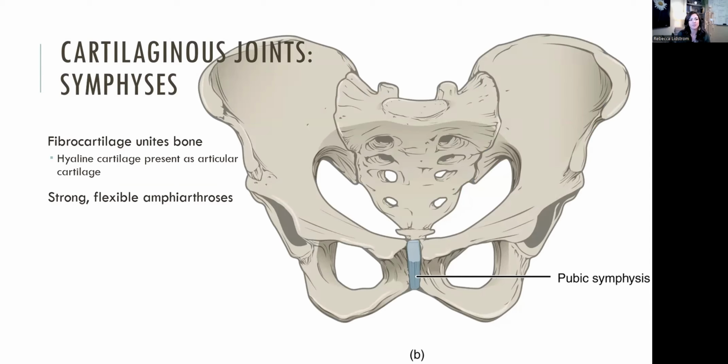The next one, as far as cartilaginous joints, a symphysis is our example here, and this is where fibrocartilage is present. And a good example would be the pubic symphysis. So when you are looking at the pelvic bone at the very anterior area where the symphysis part of the pubic bone comes together, right and left, is joined together by cartilage. And that cartilage is hyaline cartilage here, type of fibrocartilage. So this is going to be a strong but flexible amphiarthrotic type joint.